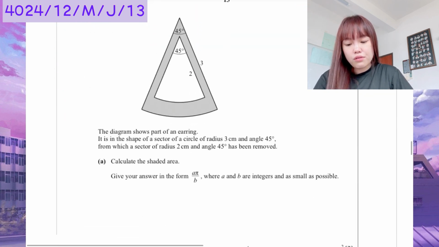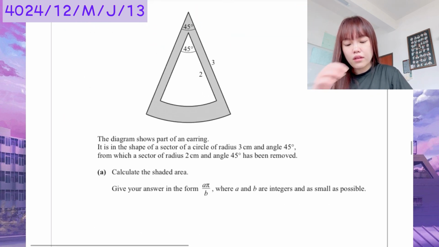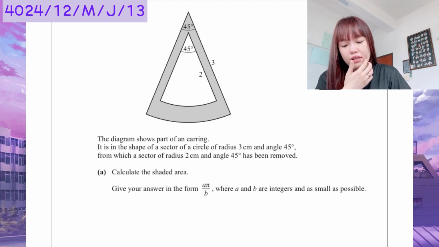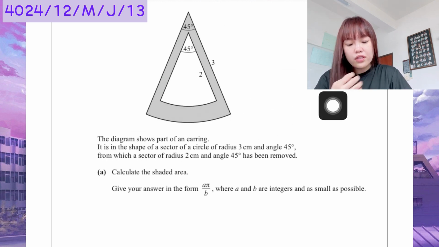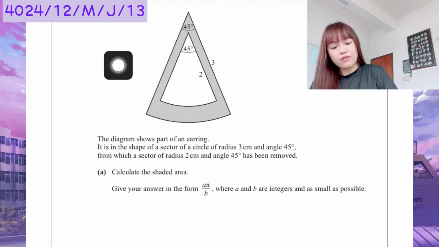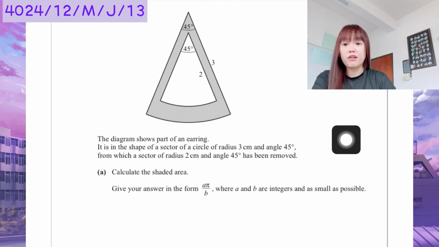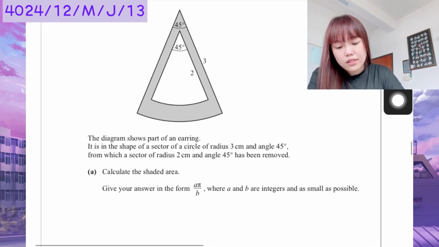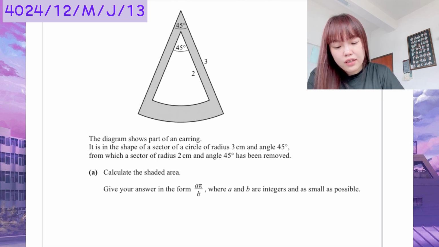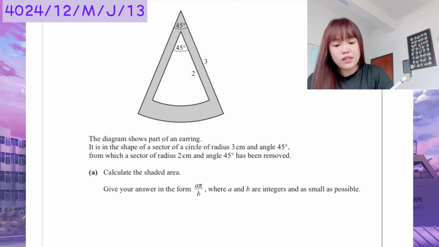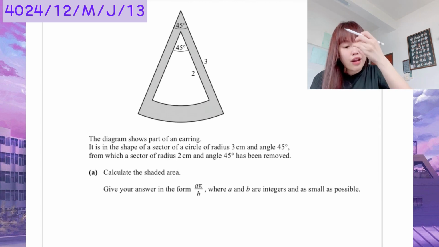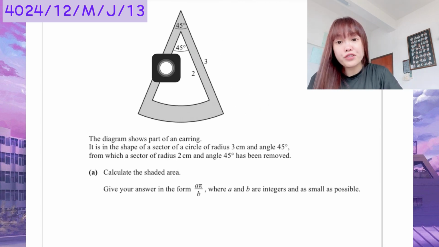Let's proceed to 17. So the diagram shows part of an earring. This is part of an earring. It is in the shape of a sector of a circle, radius 3. Okay, radius 3, angle 45. It's all in the diagram already, I'm not gonna read it. This is empty, it's just a shaded region. This one is a hole, nothing there. Okay, this is earring, right? Calculate the shaded area. So you need to find the shaded area.